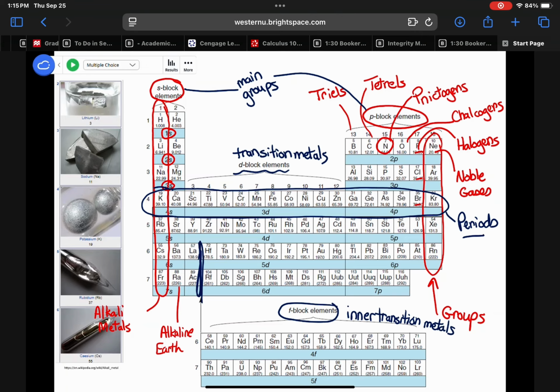Our inner transition metals are made up of 2 groups, the lanthanides and the actinides. And if you look closely, you'll notice some of these have parentheses around their average atomic mass here. That means that they are synthetic. They were made in a lab. They're not really naturally occurring in an abundance that we could do much with.